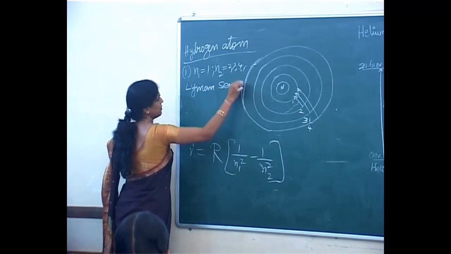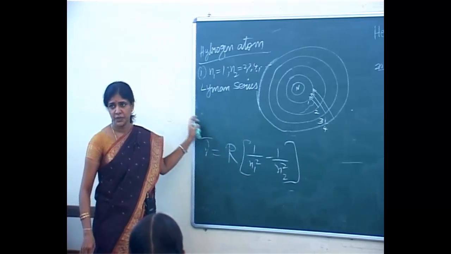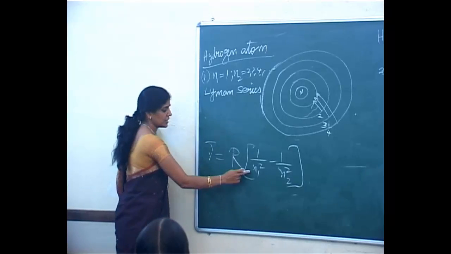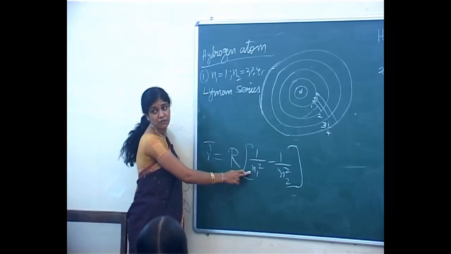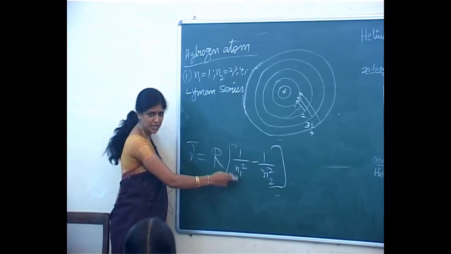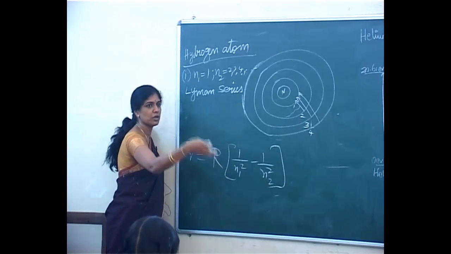Can you write the wave number formula for Lyman series? Now n1 theriyum, n2 also I had given. Clear? Here in this Lyman series, what is the n1? எந்த ஆர்பிட்டுக்கு எல்லா எலக்ட்ரான்ஸும் ஜம்ப் பண்ணுது? ஃபர்ஸ்ட் ஆர்பிட்டுக்கு தானே ஜம்ப் பண்ணுது. So n1 is 1, n2 may be 2, 3, 4, whatever it may be.